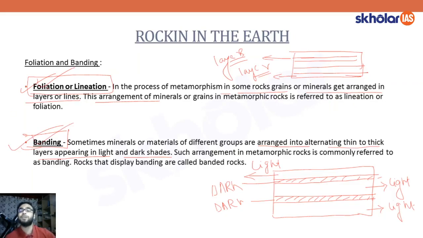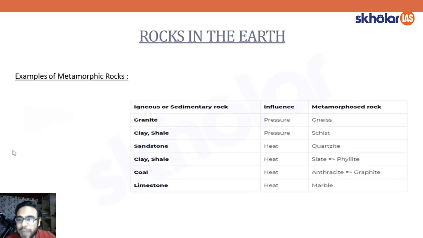So that is the major difference between foliation and banding. Foliation is formation of different stratifications, formation of layers, and banding is layers alternately having dark and lighter color or having thickness and thinness. Understood? Fine. So what are examples of metamorphic rocks? Now this is very important.